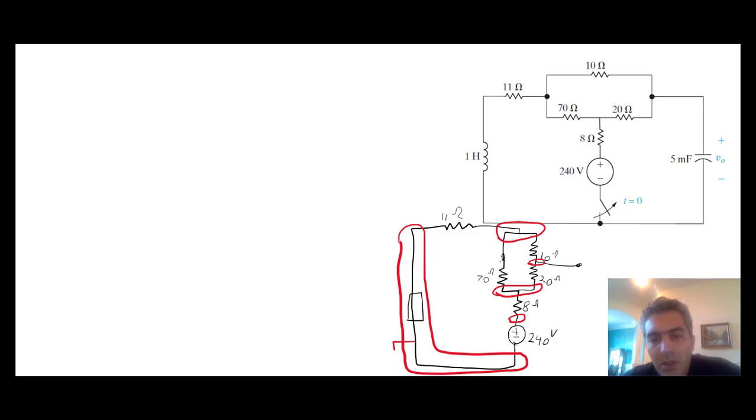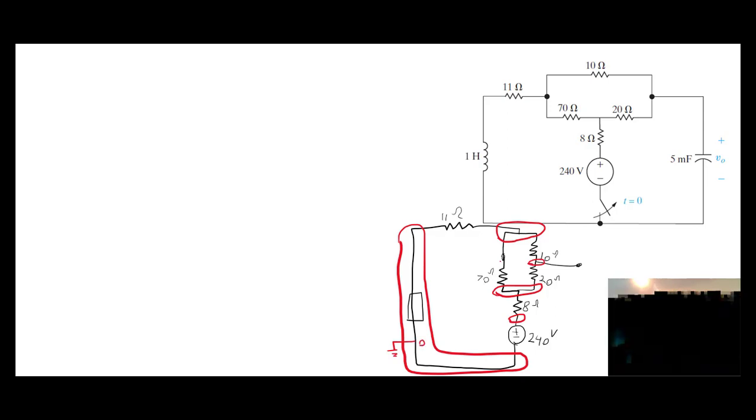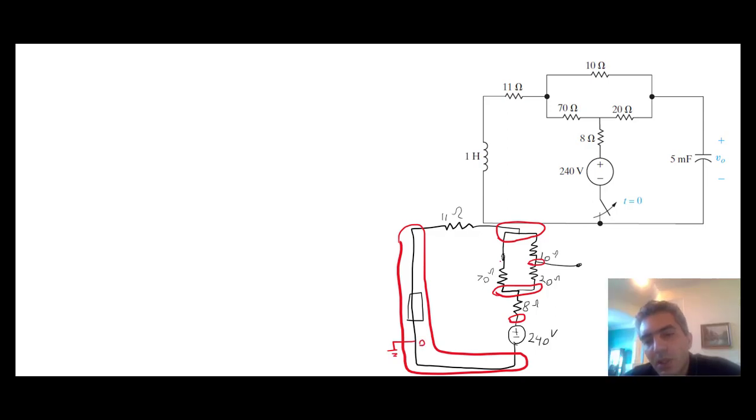Once we do that, we start labeling these. I'm going to pick this as my ground, or 0 volts. Immediately when I do that, since I know the equation for a source, the top potential minus the bottom potential is equal to 240, and therefore this node voltage becomes 240 volts. This I'm going to call V1, and this I'm going to use the same label that was used in the book for the problem. So this is V out, and this would be our V2.